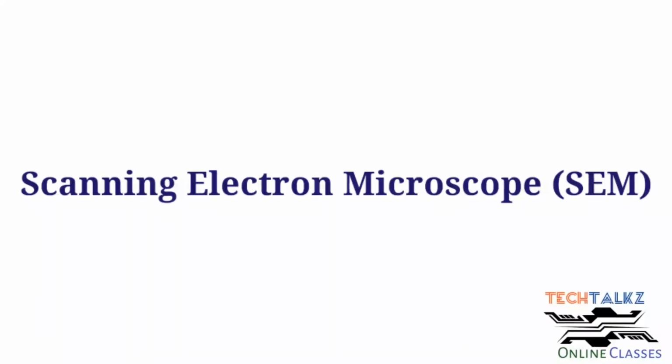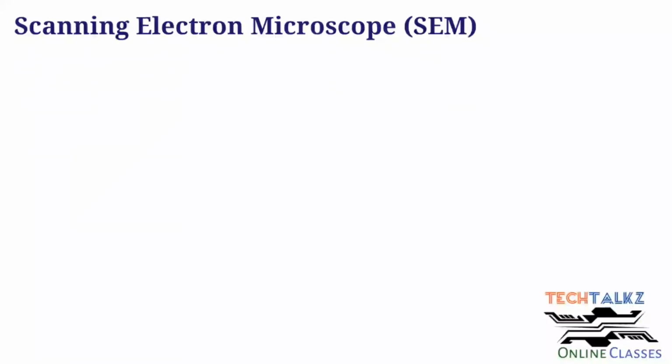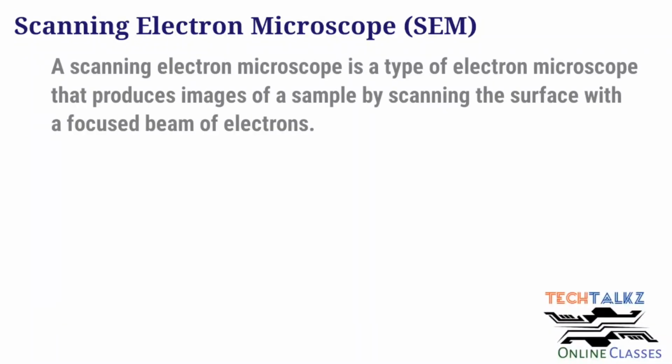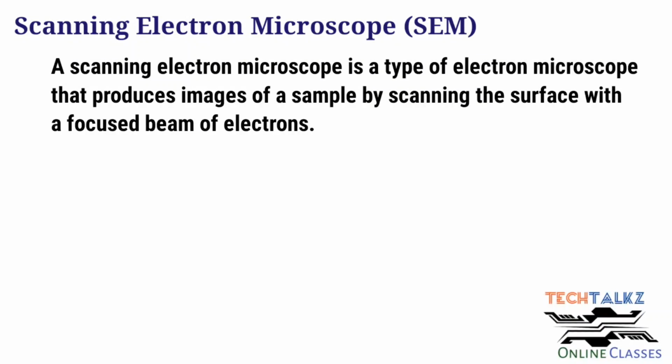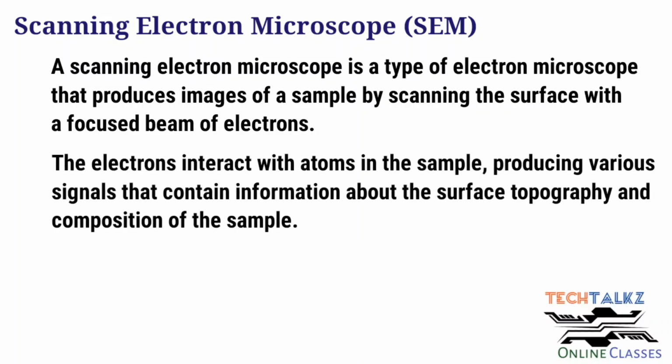Dear students, today we are going to learn about the scanning electron microscope, or SEM. In the last class we discussed the transmission electron microscope. There we used a beam of electrons to produce a 2D image. In SEM also we use a beam of electrons and focus these electrons onto the object, and a variety of signals are generated from the specimen. And from that we can produce the 3D image of the specimen.